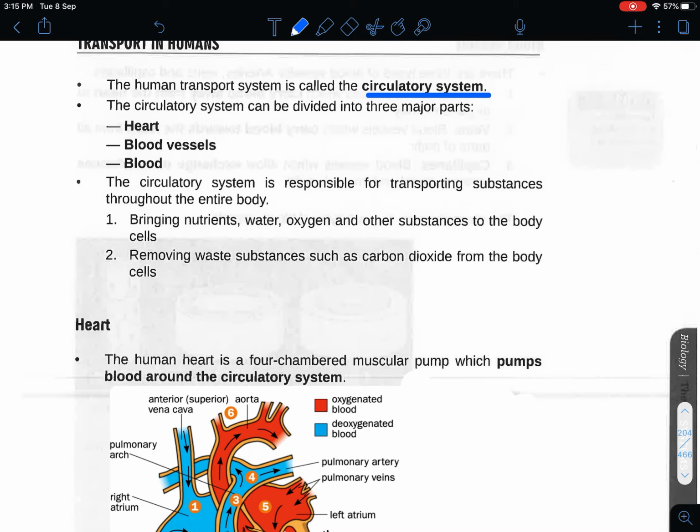Okay, why do we need one of this? Because we need to be able to bring nutrients, water and oxygen to all parts of the body cells, and at the same time to remove any form of waste material.